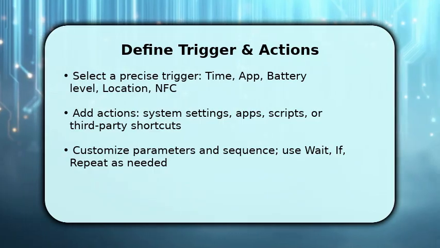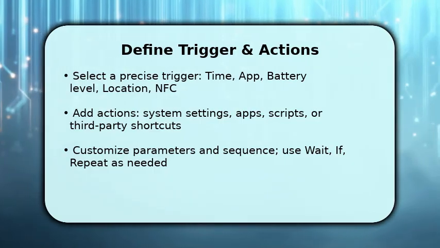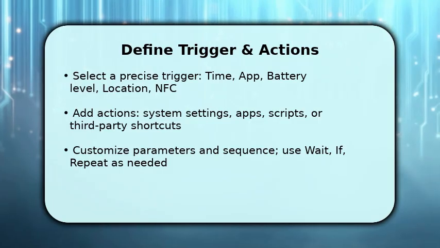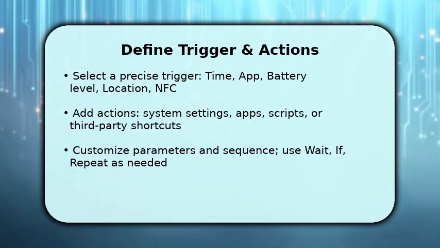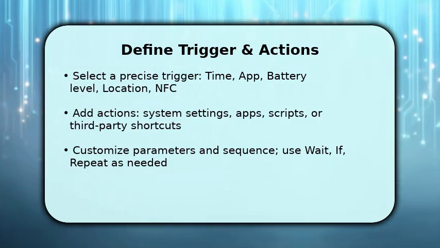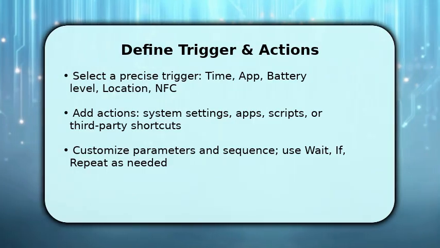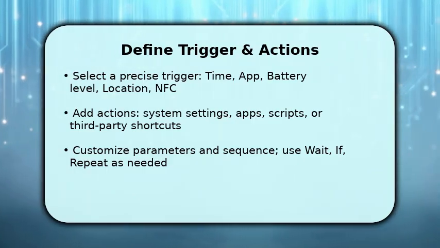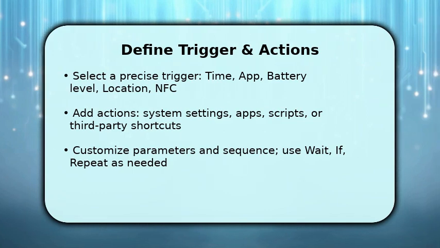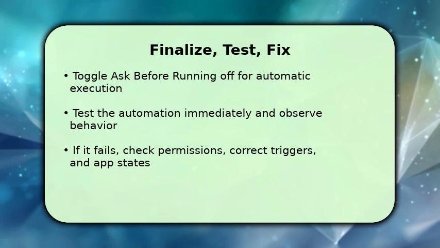Next, add actions in order. Toggle Do Not Disturb, set low power mode, send a message, or run a shortcut. Make sure to use conditional actions like if and wait to handle timing and exceptions because sequencing controls reliability and prevents unwanted behavior. You finish by verifying settings and testing.